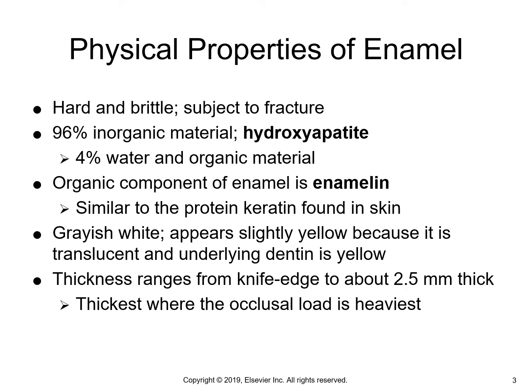Some of the physical properties of enamel are that it is hard and brittle, which makes it subject to fracture. 96% of enamel is an inorganic material known as hydroxyapatite, and only 4% of enamel is an organic material, and that is water. The organic component of enamel is enamelin, and it is similar to the protein keratin found in our skin. Enamel is a grayish white and appears slightly yellow because it is translucent, which allows the dentin that lies under enamel to kind of show through.